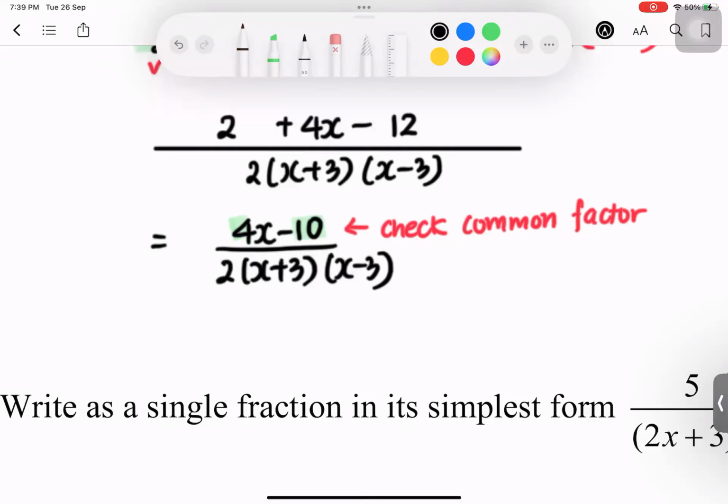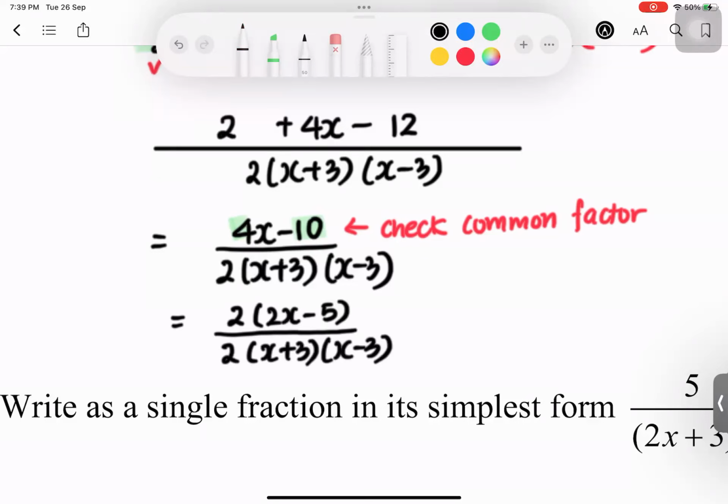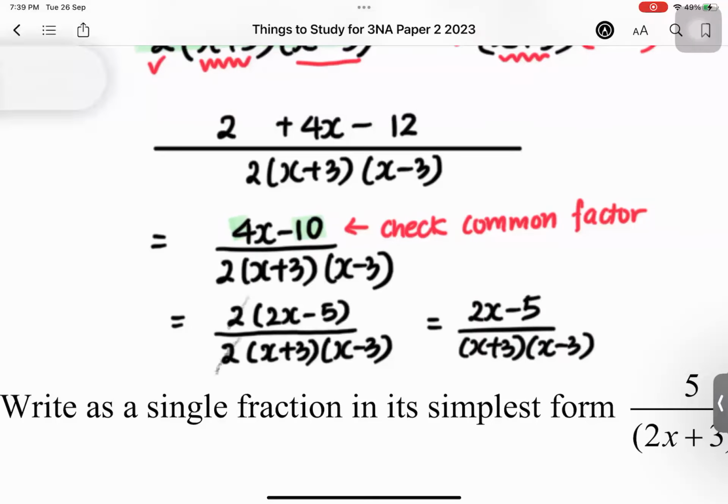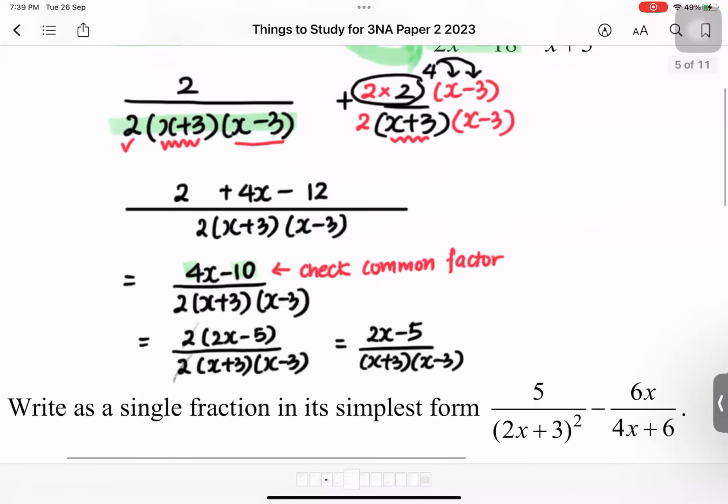Check common factor. So in this case, there is a common factor over here. So my common factor is 2. Then we have 2x minus 5. Then there's a 2, x plus 3, x minus 3. So then what can we do? We can cancel the 2 away, and then we get our answer 2x minus 5 over x plus 3, x minus 3. Is this okay? Right, this one is a high-level question with many steps involved. So please take note of this kind of question.